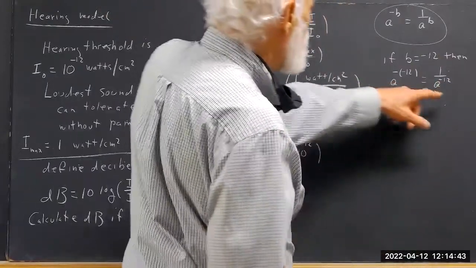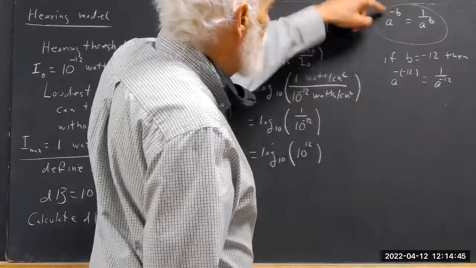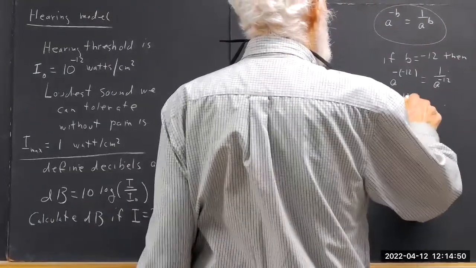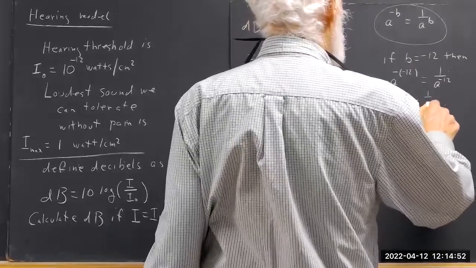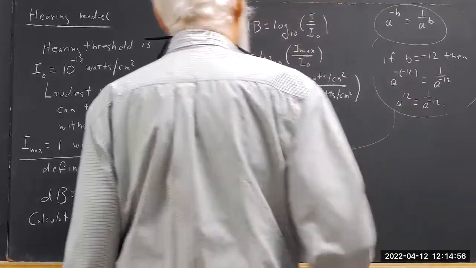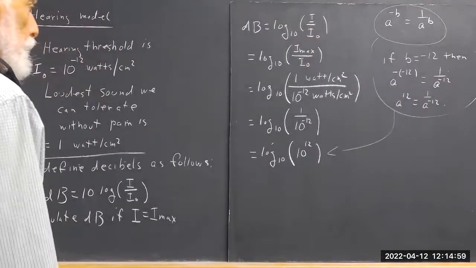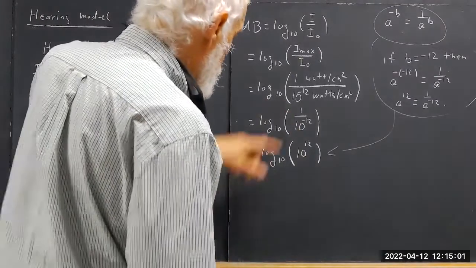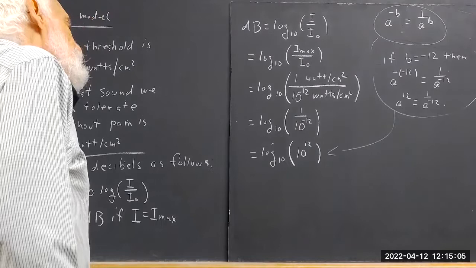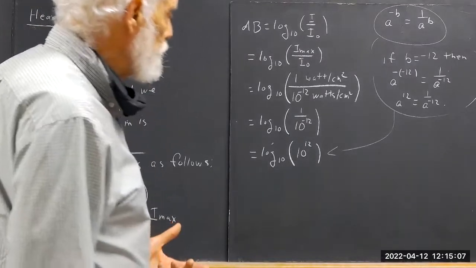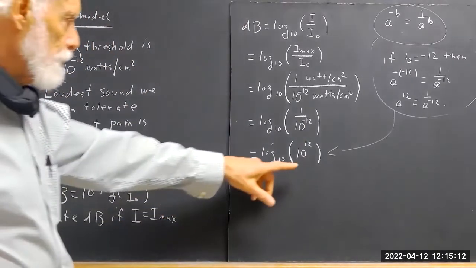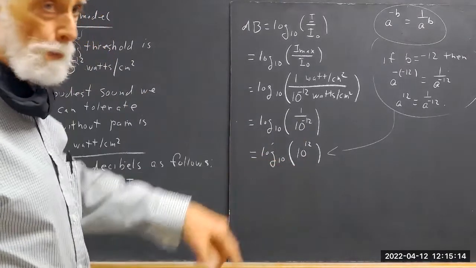If b is negative 12, then we got a negative 12 here, and a negative b, which is negative 12. That's how we get 10 to the negative 12th in the denominator and 10 to the 12th in the numerator. There are other ways of understanding this, but I want to concentrate on the logarithmic aspect of it.